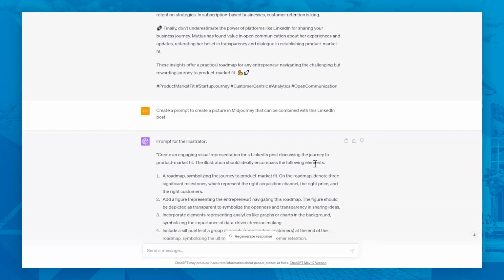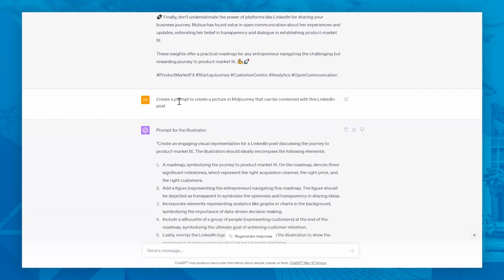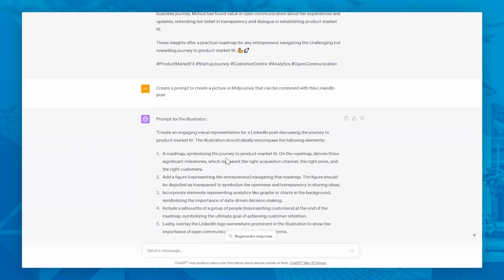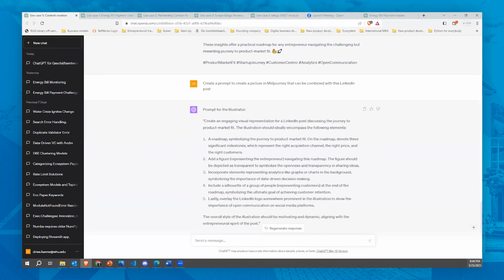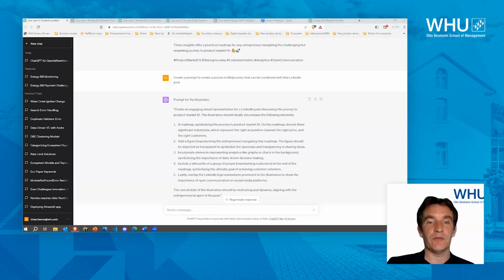So what I have asked ChatGPT to do here is create a prompt to create a picture in Midjourney that can be combined with this LinkedIn post, and then it will actually write for me a prompt that I subsequently can copy paste into Midjourney so that Midjourney can create a picture. And just to show you how that looks, I have to go back to my slides now.